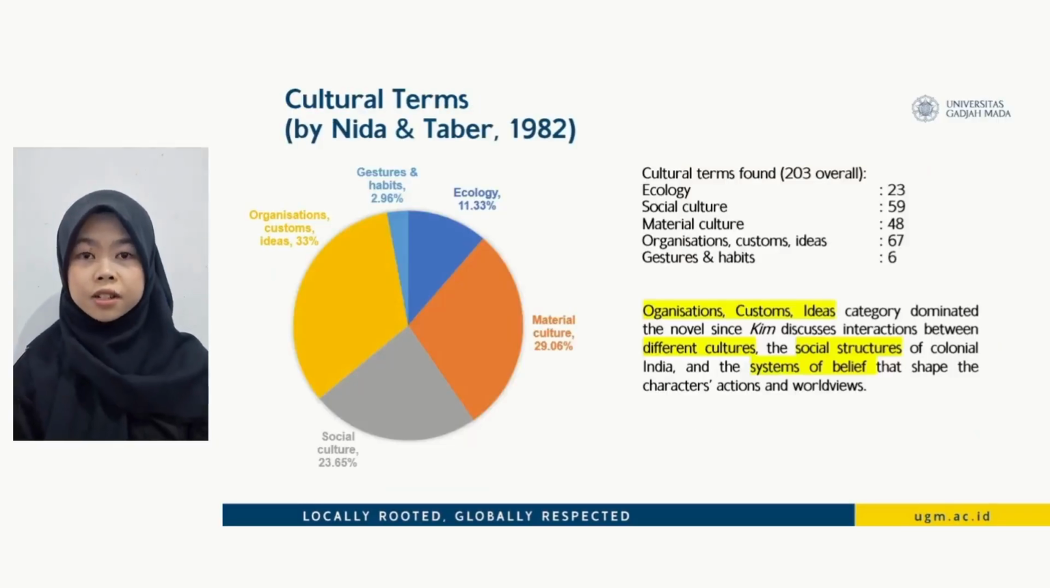Findings and discussions. Cultural terms. There are 203 cultural terms found in Kim Novel, and those were categorized into 5 types of cultural terms according to Nida and Taber's theory. The most prominent type of cultural term is organizations, customs, and ideas, which appear in 67 data.